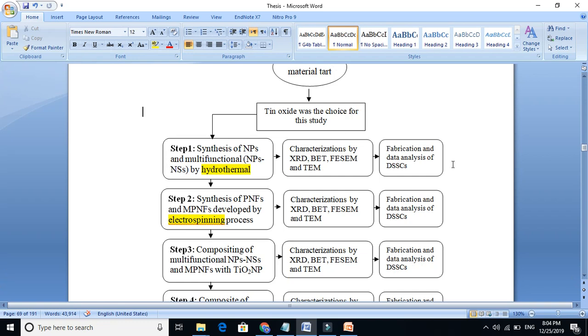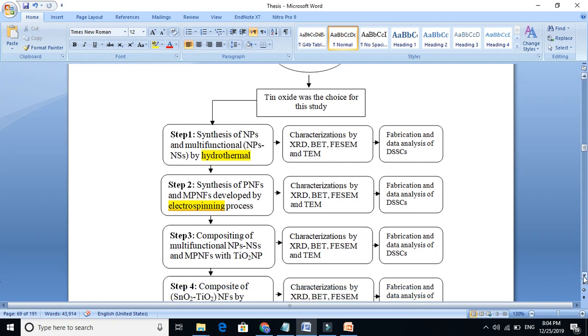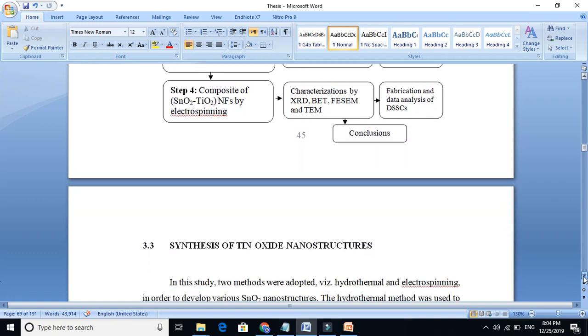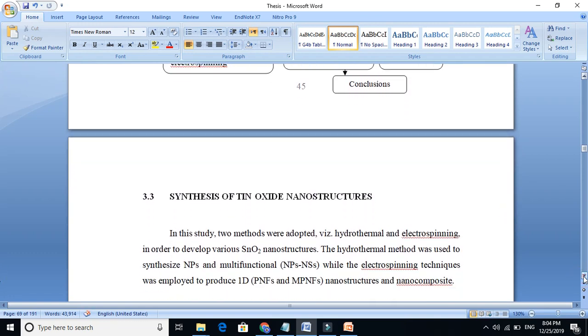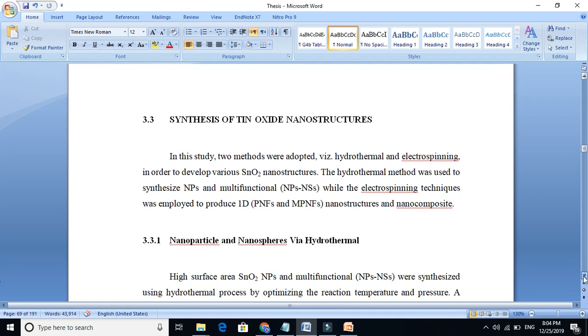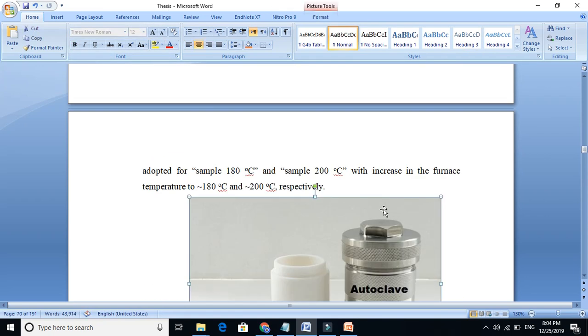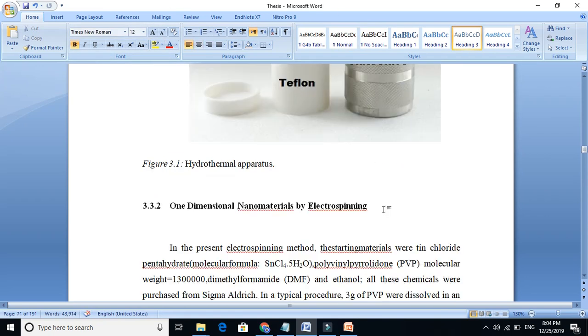And we explained this flow chart, where you tell the reader what you are going to do, the whole story: how you synthesize the material, how you characterize it, and how you make the device. We explained that first we used the hydrothermal method to synthesize the material, and the second method was electrospinning. I explained that you need to give a thorough explanation. You need to get this information from Google or from other people's online papers, right?